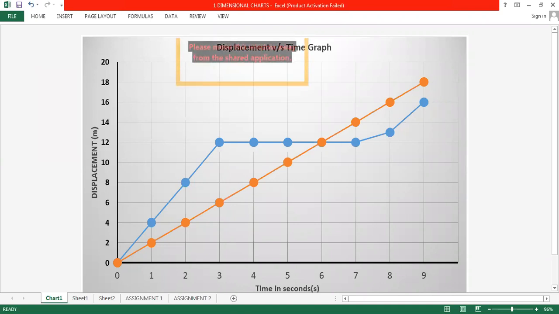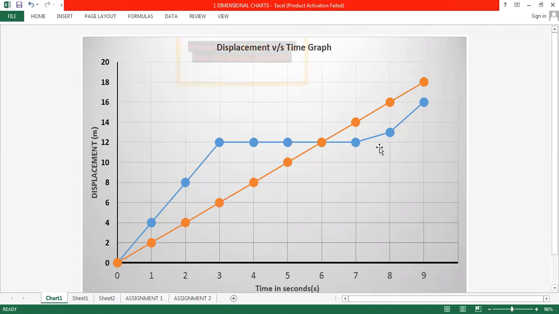Very good. You can call it non-uniform velocity or variable velocity. What can we call it? Non-uniform velocity or variable velocity. Clear, class? What do we call such type of motion? We can call it non-uniform velocity or variable velocity.